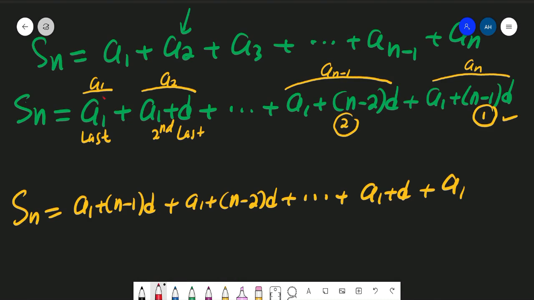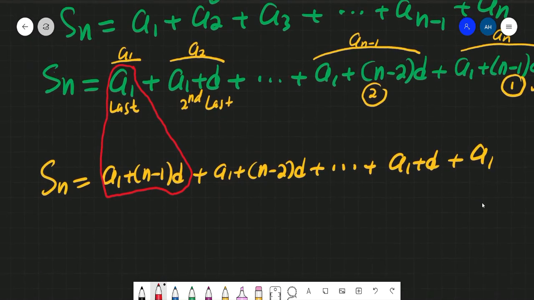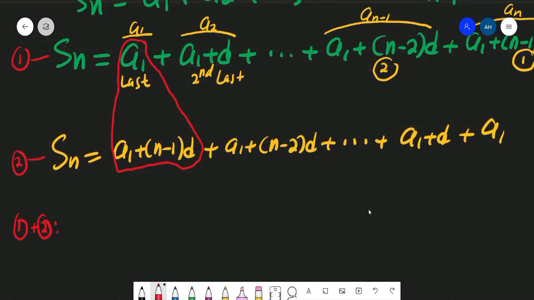Now what we are going to do next is add the first term here with the first term down below. Like this, we are going to add them together. Maybe we can call this equation number 1, and this one equation number 2. Now what we want to do is equation 1 plus equation 2. See what happened. We have Sn plus Sn, so on the left hand side we have 2Sn.